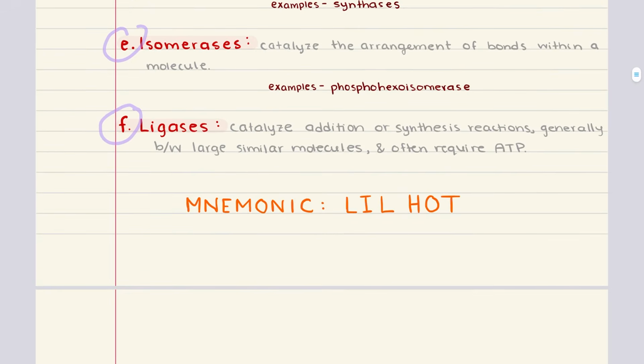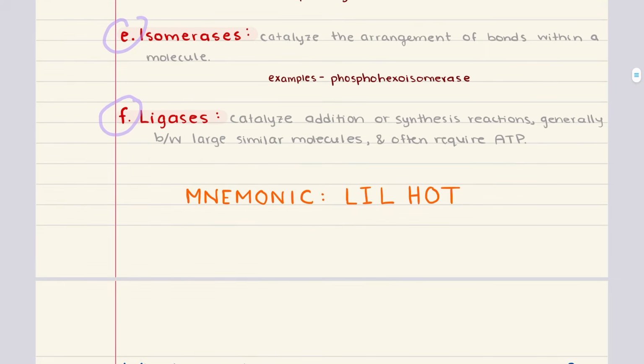To remember these 6 classes, use the mnemonic Lil HOT. L stands for ligase, I for isomerase, L for lyase. Then the H stands for hydrolase, the O for oxidoreductase, and the T for transferase. Each class tells you something about the enzyme and what it's doing at the molecular level. And understanding these classification systems will help you recognize enzyme names and predict what kind of reactions they're involved in.